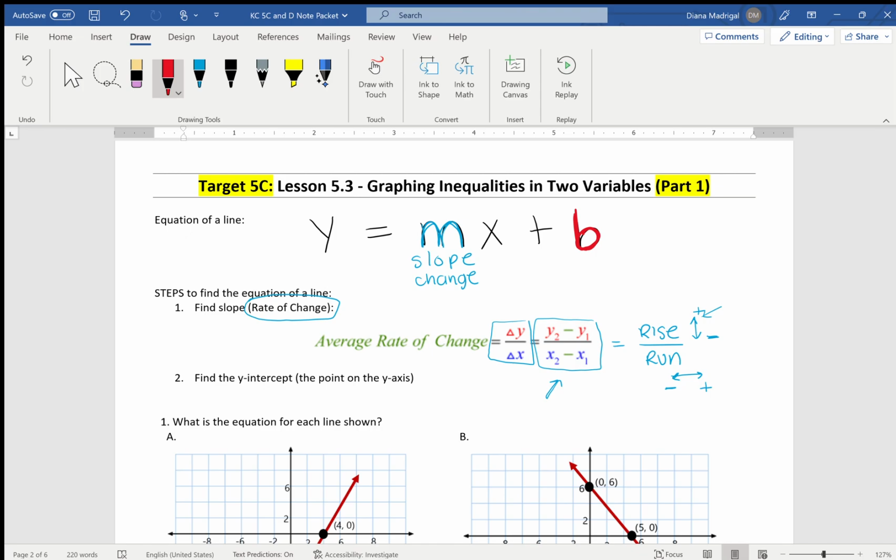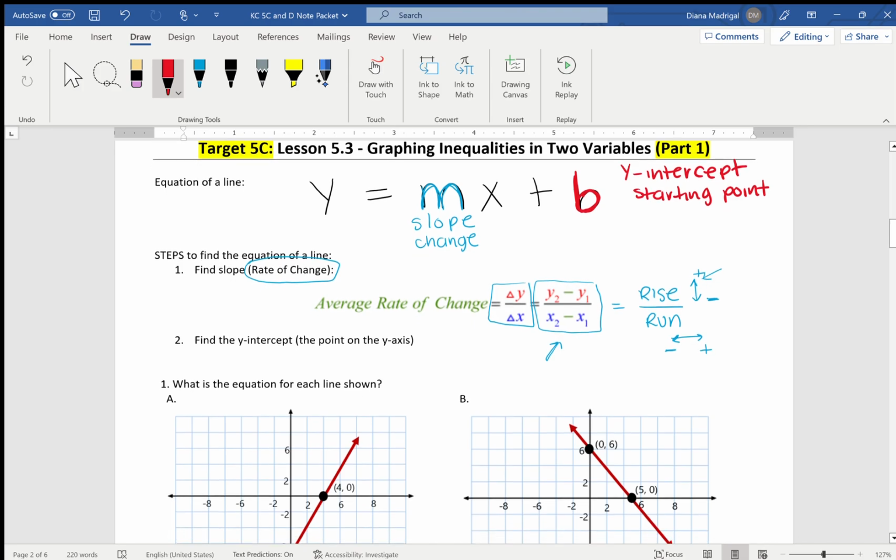The other variable that you're going to change is the b. The b is going to be a number now. This is your y-intercept. This is the easiest number to find if you understand what the y-intercept means. It's a starting point. It's called a y-intercept because it's going to be using the y-axis.